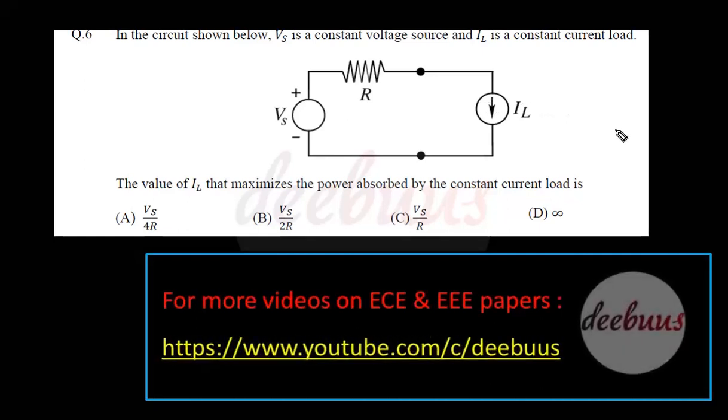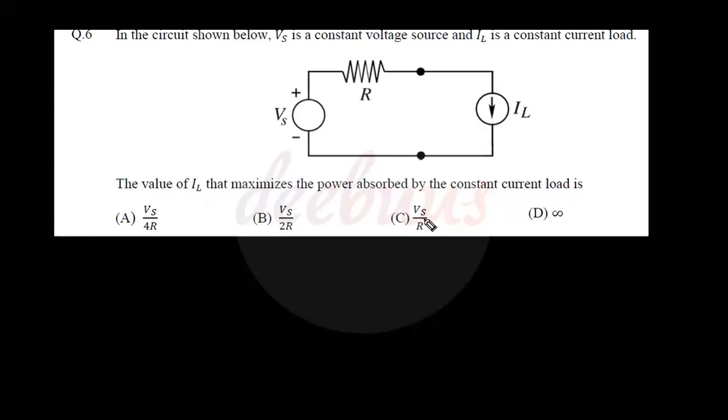Moving to the first question: in the circuit shown below, Vs is a constant voltage source and IL is a constant current load. The value of IL that maximizes the power absorbed by the constant current load is. So it is from the maximum power transfer theorem. IL is actually a constant current load. So IL is the constant current flowing through a particular load, right?